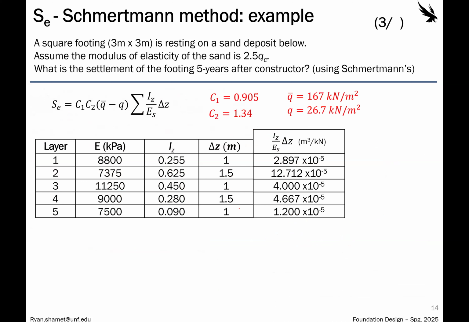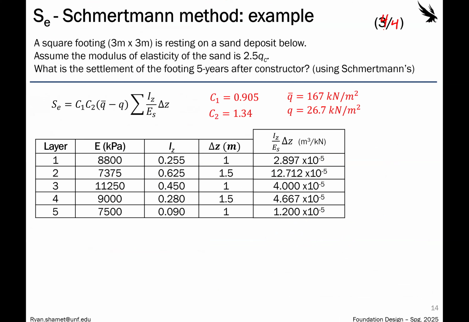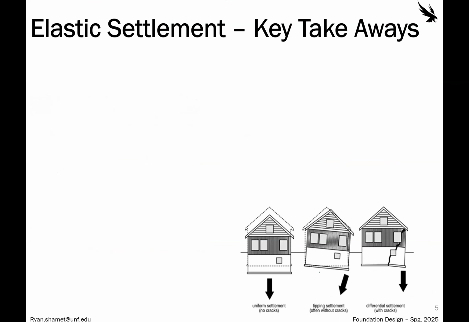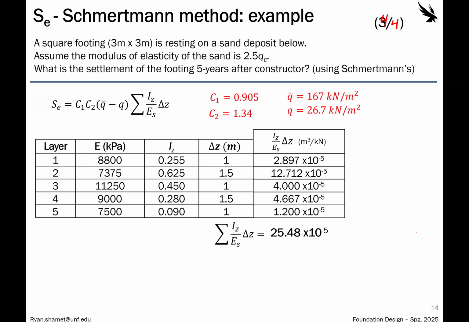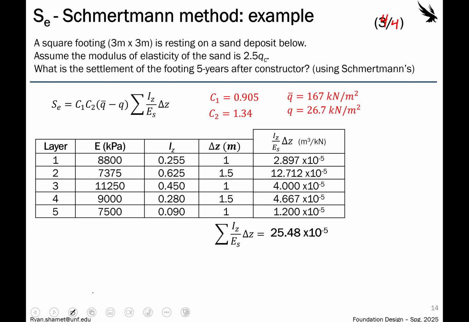Okay, so the last part of this, this should be 4 out of 4. In Excel, you would add up each one of these individually, and the units are a little funky: meters cubed per kilonewton. The summation of all of these is 25.48 times 10 to the negative 5. These are going to be small numbers, and then we can calculate our settlement accordingly.